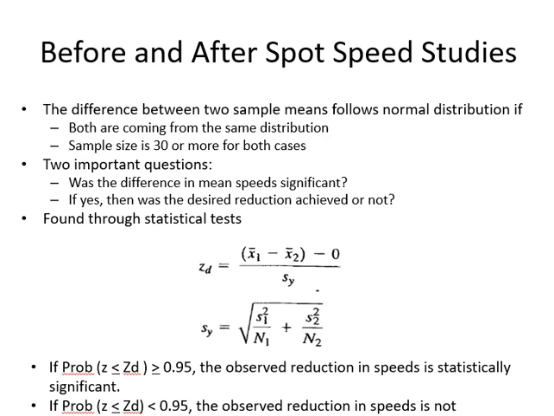Clear? When you do before and after studies, you have to keep in mind two things. The first thing is that the sample size should be at least 30. The sample size should be at least, okay, but how do we calculate the sample size? We have formulas, right? Okay. So what do I do with the value from here?